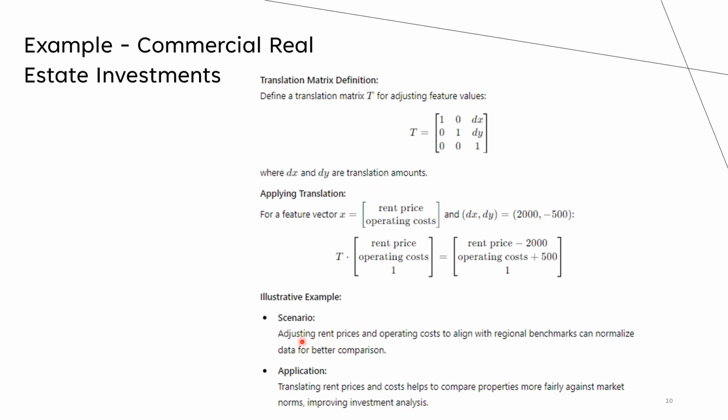And we can see in this scenario, adjusting rent prices and operating costs to align with regional benchmarks can normalize data for better comparison. An application would be: translating rent prices and costs helps to compare properties more fairly against market norms involving investment analysis.